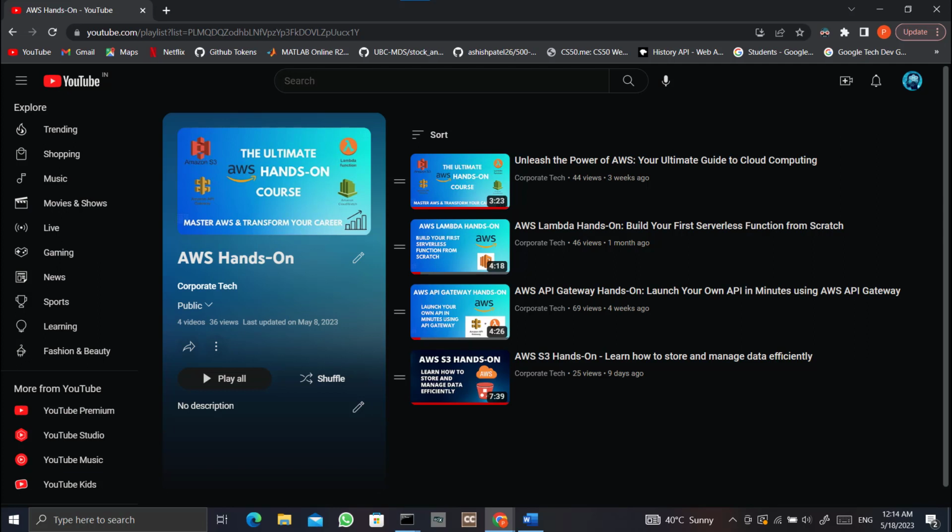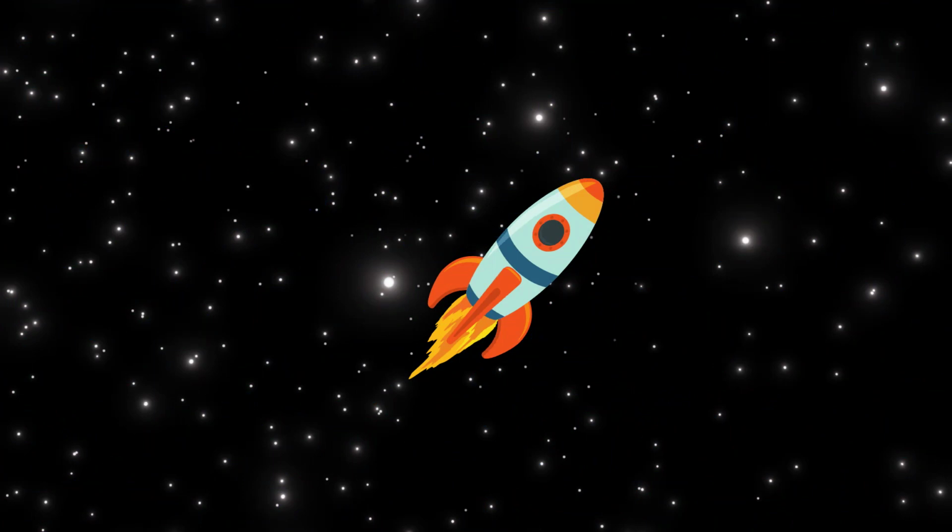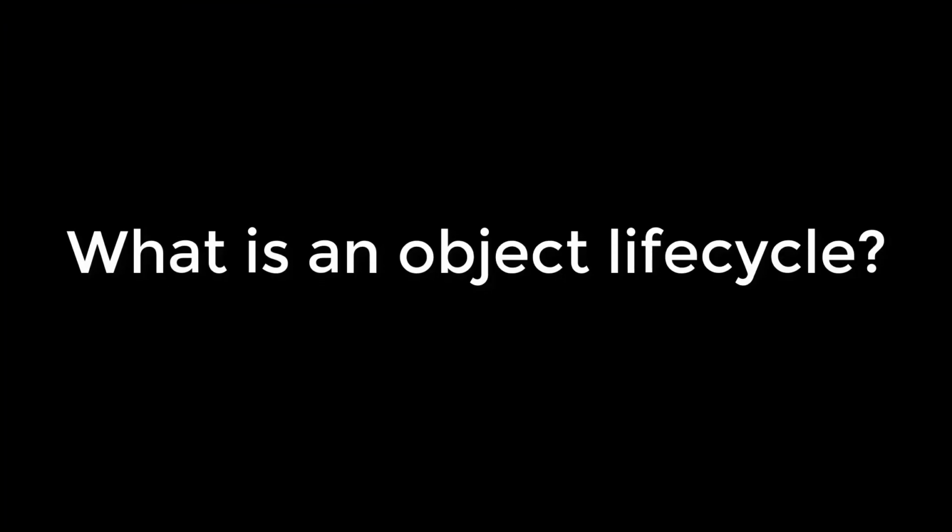In the previous video, we learned about S3, created a bucket, uploaded a file to it, and made it publicly accessible. If you haven't watched that, do check it out now. In this video, we will talk about object lifecycles and versioning and enable them on our S3 bucket. Let's get started. So what is an object lifecycle?